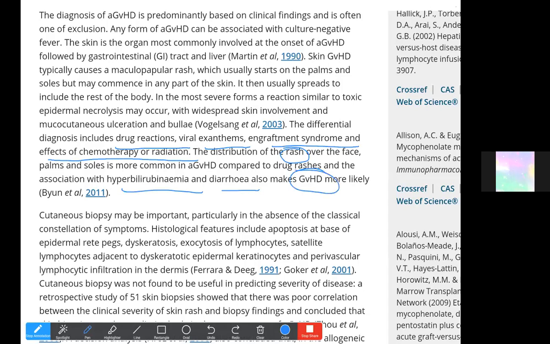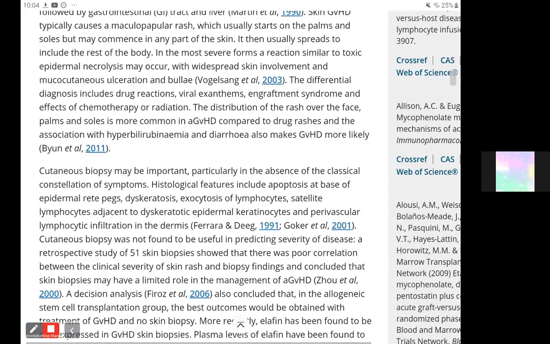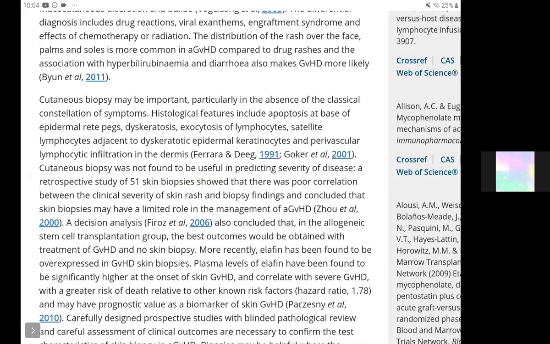Otherwise, in drug reactions and viral exanthems and these effects of radiation or chemotherapy, there would be other associated features as well. For example, in drug reactions or viral exanthems, sometimes only the skin is involved. And so regarding the cutaneous biopsies, these may be important, particularly in the absence of the classical constellation of symptoms. So if the classical symptoms don't occur, then it would be advantageous to have these biopsies taken as well.